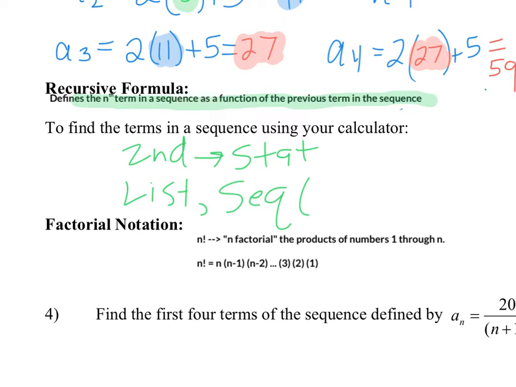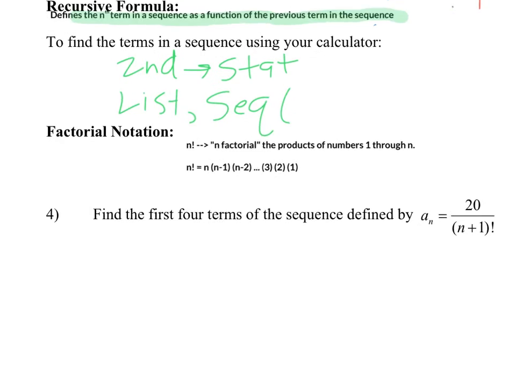N factorial, which we write as n exclamation point, is the product of the numbers from 1 through the number n. Mathematically, n factorial is the same as n times n minus 1 times n minus 2, all the way down to 3 times 2 times 1. All the numbers, so if we wanted 5 factorial, it would be 1 times 2 times 3 times 4 times 5. Let's look at an example together.